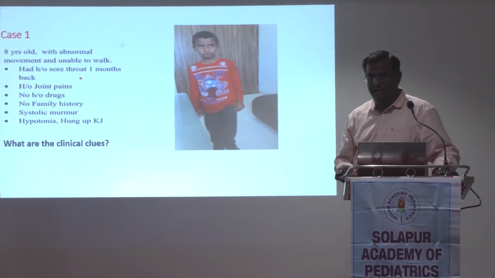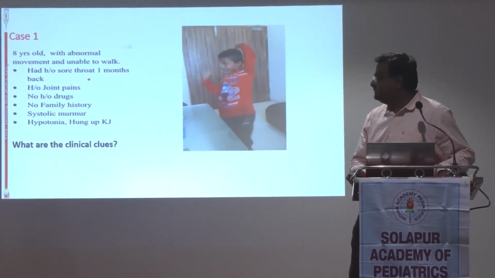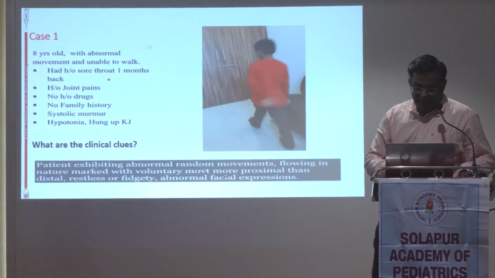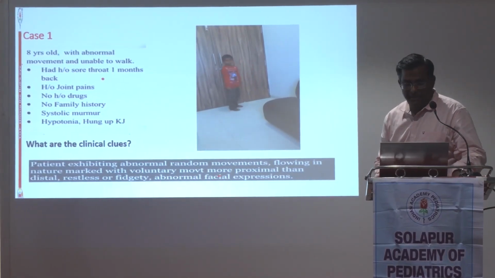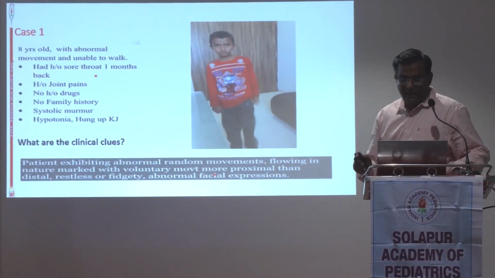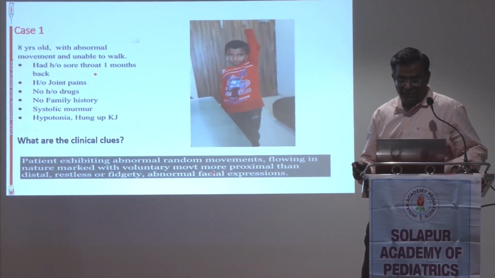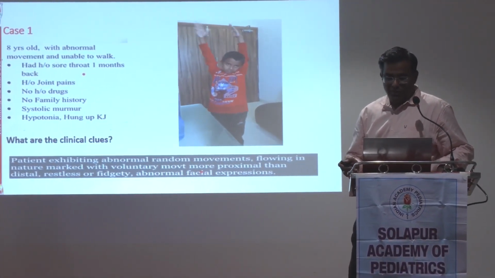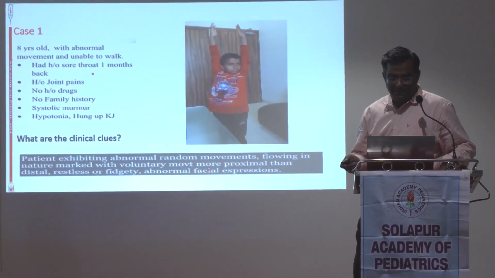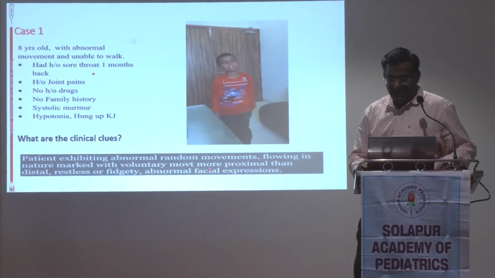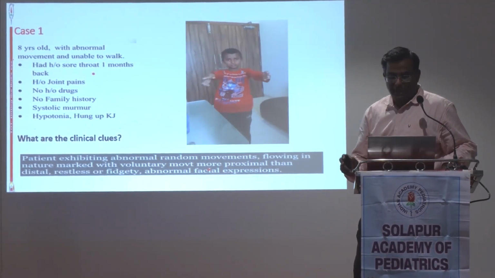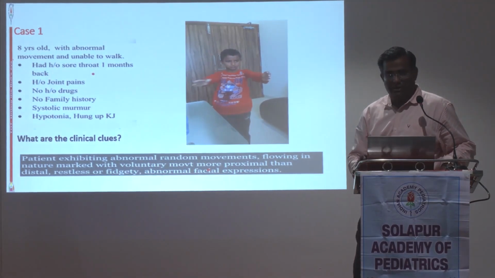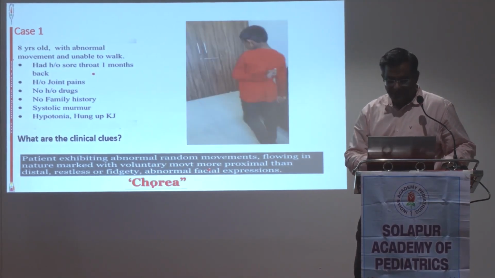Chorea is right. So these are chaotic, abnormal random movements, flowing in nature, chaotic, involving more of the proximal limb muscles than the distal group of muscles, with restlessness and some abnormal facial expression. And as already answered, it is chorea.